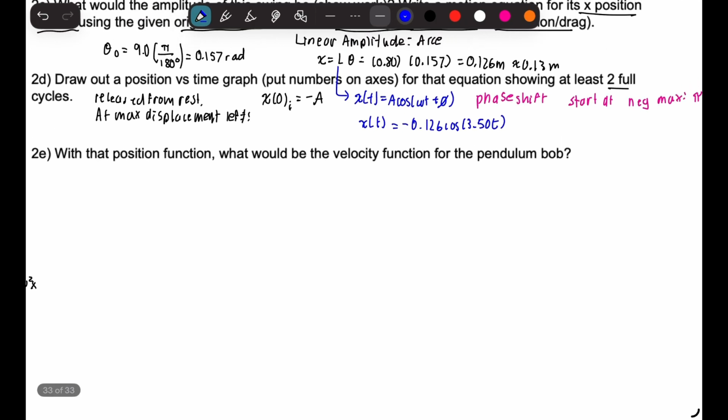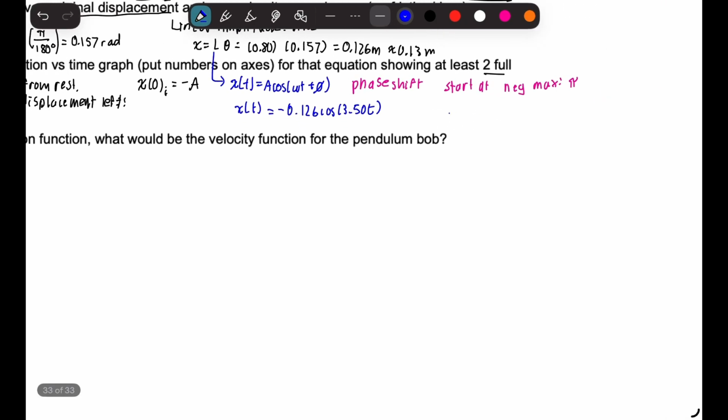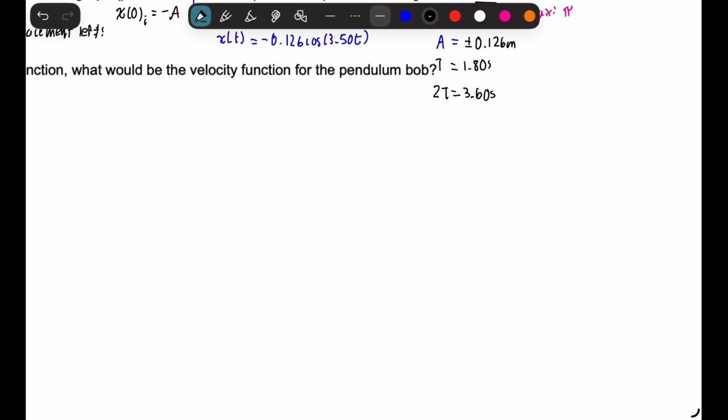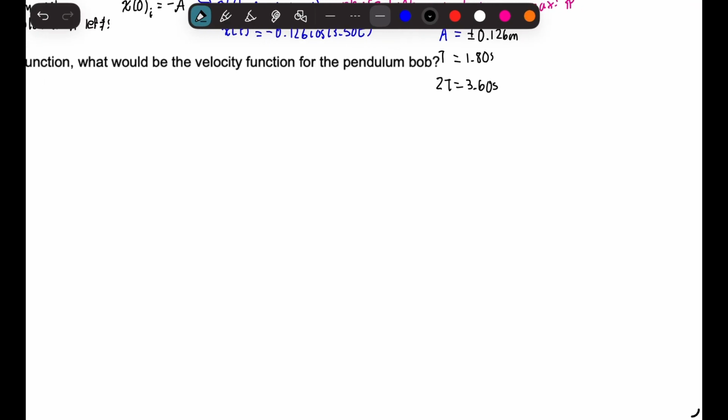So for our position-time graph values, we have our A is equal to plus or minus 0.126 meters, and your period is 1.80 seconds. 2 periods is 3.60 seconds. So now we have our table of values that we can use, and we'll just draw the function graph here.